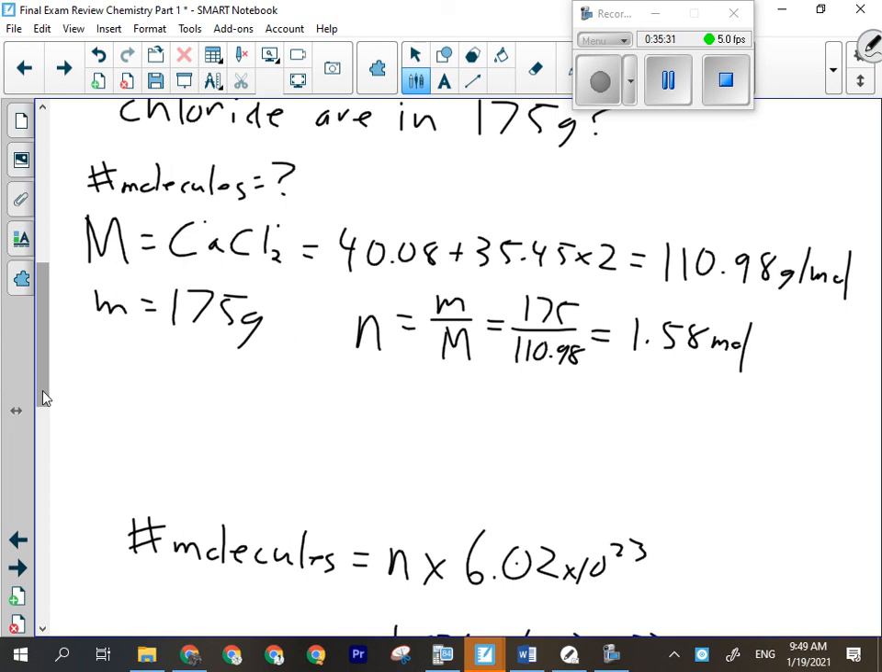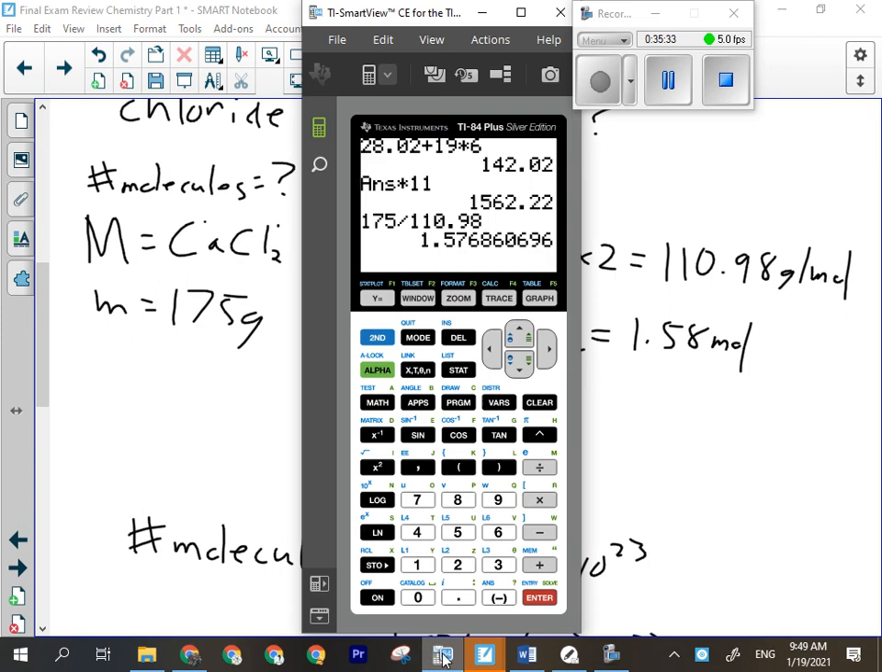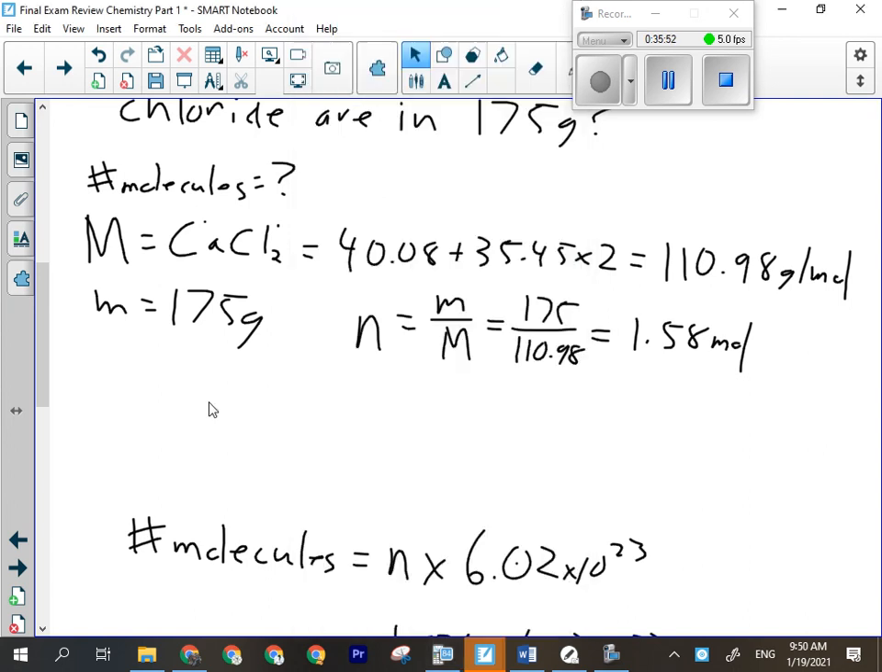So we take our 1.58, and we multiply it by Avogadro's number, which, remember, has to be enclosed in brackets. 6.02, and then you get the E, however your calculator does it, 23. All right, so we're looking at 9.49 times 10 to the 23 molecules.